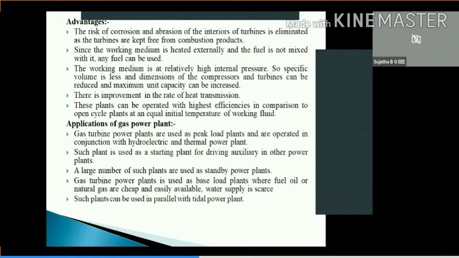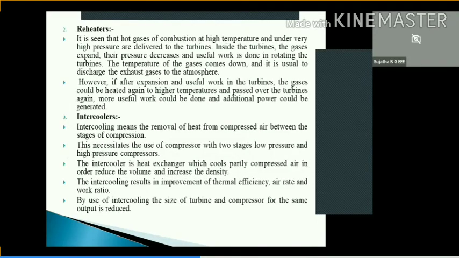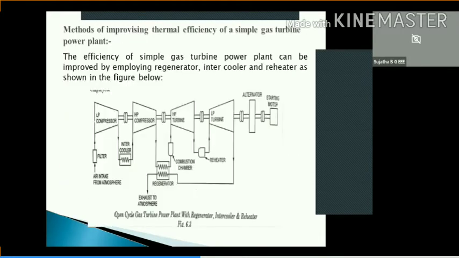Okay, so this is all about some more concepts you have to study in gas turbine power plant. Okay, so draw this diagram.